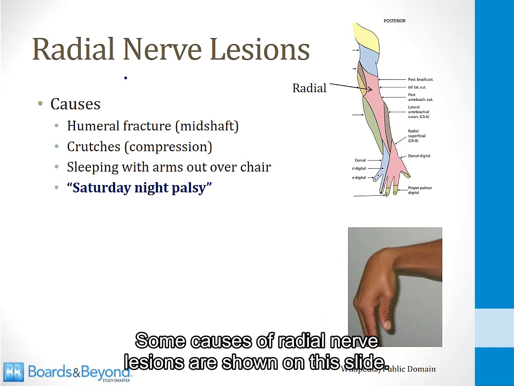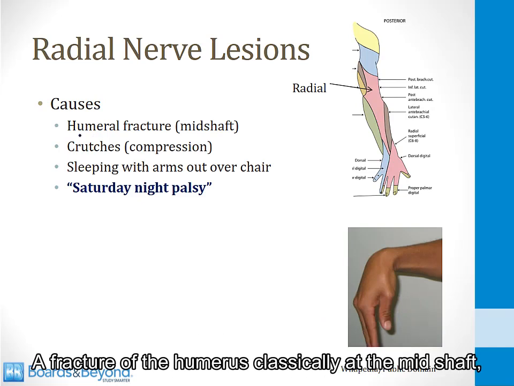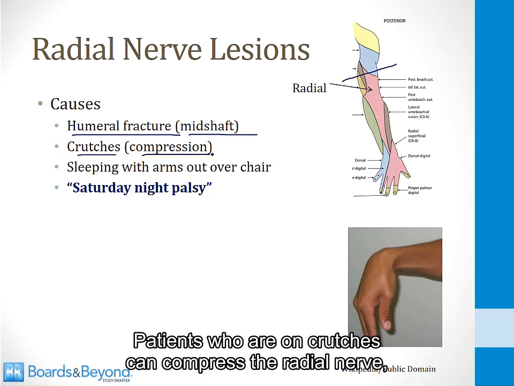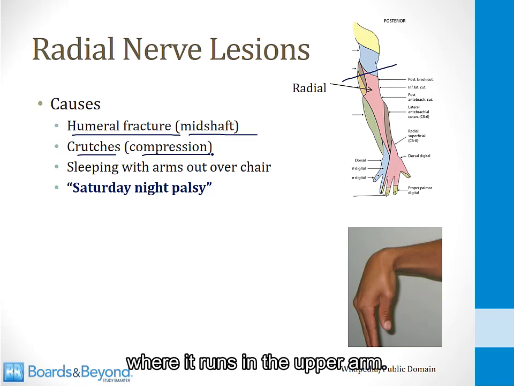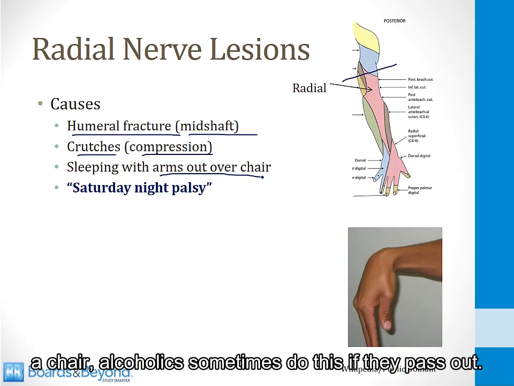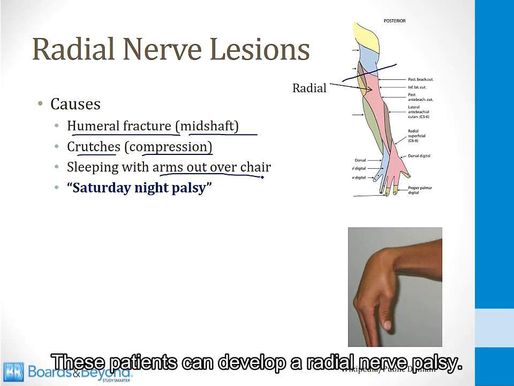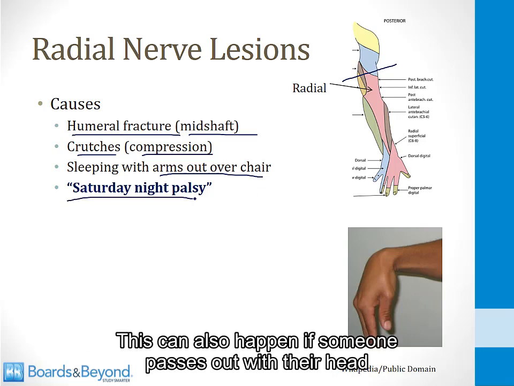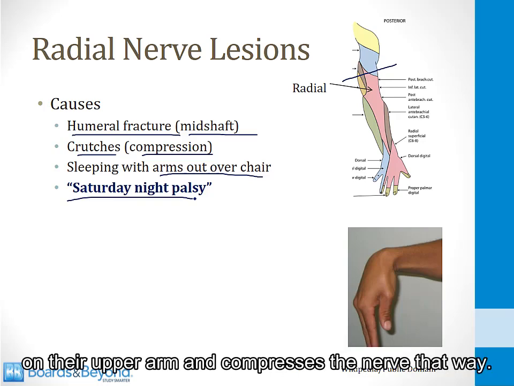Some causes of radial nerve lesions are shown on this slide. A fracture of the humerus, classically at the mid shaft, which is this portion right here, may cause a radial nerve palsy. Patients who are on crutches can compress the radial nerve where it runs in the upper arm. And then patients who sleep with their arms out over a chair, alcoholics sometimes do this if they pass out, can develop a radial nerve palsy. This is sometimes called the Saturday night palsy. This can also happen if someone passes out with their head on their upper arm and compresses the nerve that way.